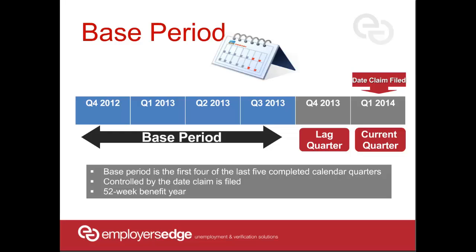I see another one. Okay, so Kendra has a question here, and she says, if we employ someone for one and a half years, and we are responsible for the base period, and they voluntarily resign for another job, and then six weeks later are let go from that job, will we still be charged with no opportunity to appeal because they worked for us and we are in the base period?